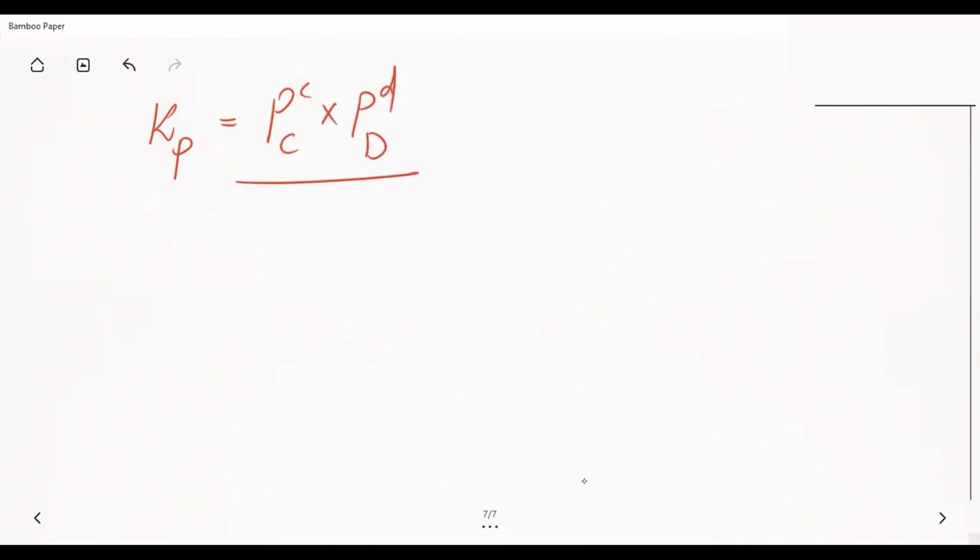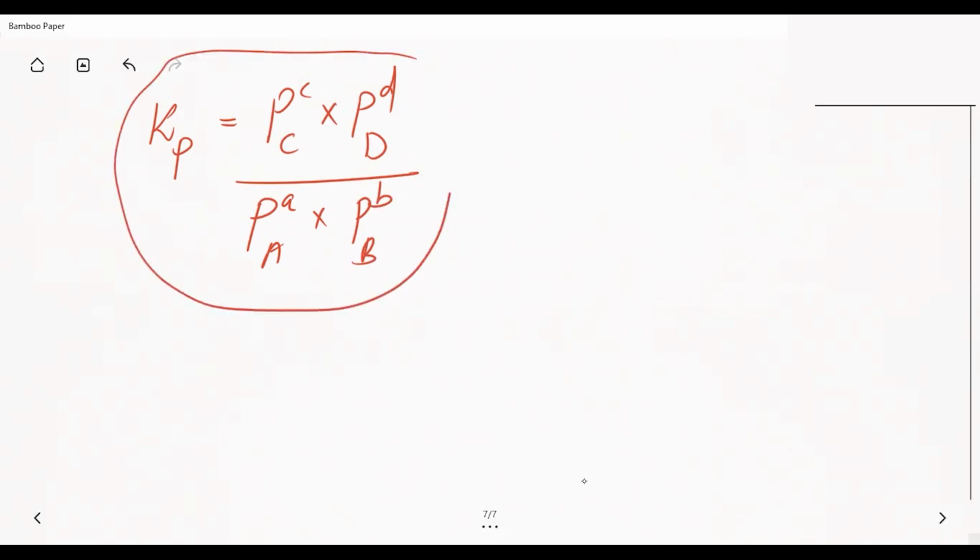Kp equals Pc^c times Pd^d by Pa^a times Pb^b. The only difference is they are gaseous reactants and products. We have to express them in terms of pressure. That's it. Then there is some relation between Kp and Kc.